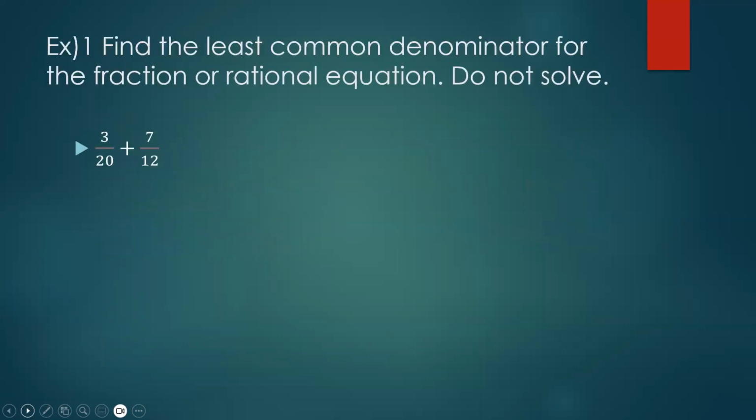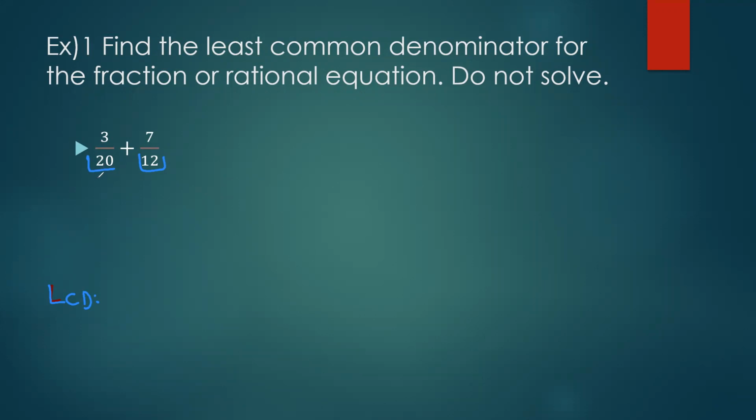Okay, so let's start with example 1. Find the least common denominator for the fraction or rational equation. Do not solve. We just want to find the LCD because we are adding fractions. So for the LCD, let's look at our numbers on the bottom. We have 20 here, 12 there. They're not in prime factored form, so first we have to put them in prime factored form.